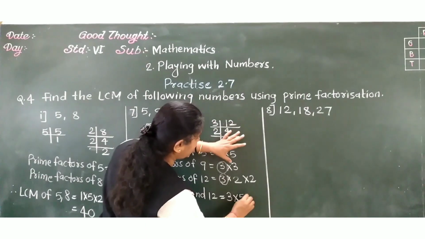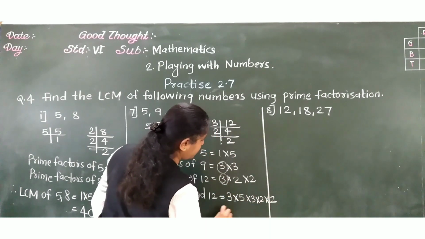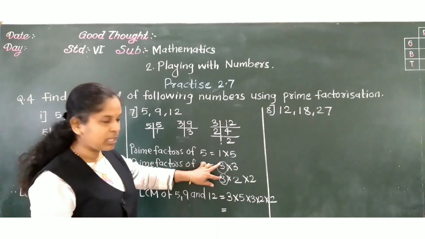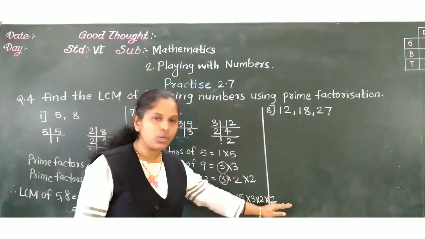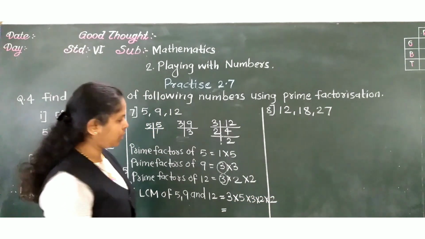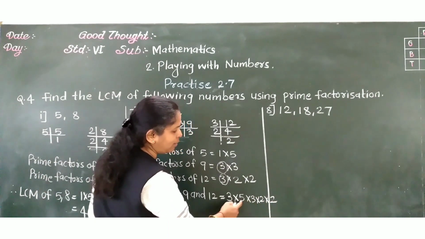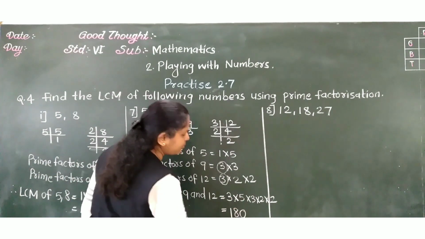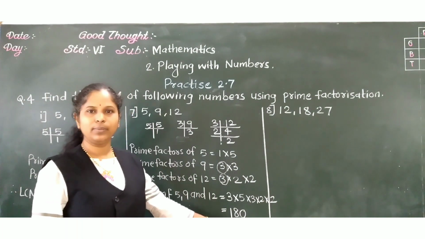So 5 into 3 into 2 into 2. Okay. See, in both these numbers 3 was common, so I have written 3 here. And other uncommon numbers you have to write as they are in the form of a product, or multiplication. Now multiply. 2 twos are 4, 4 threes are 12, 12 fives are 60, and 60 threes are 180. Okay, so LCM of 5, 9 and 12 is equal to 180.